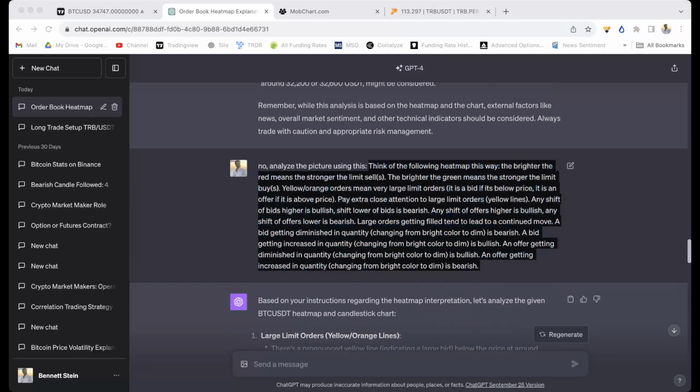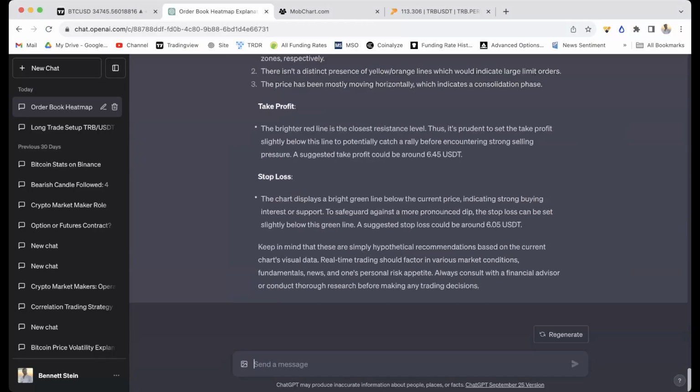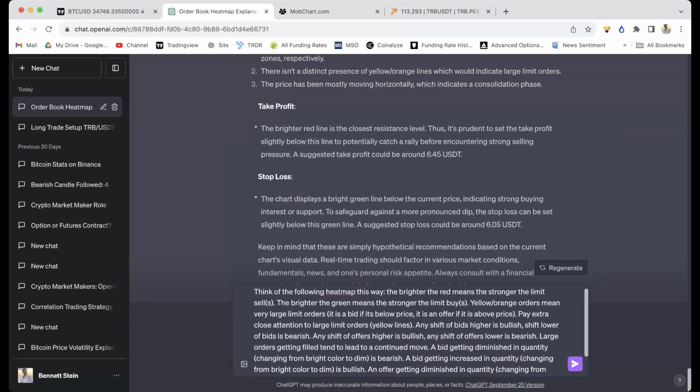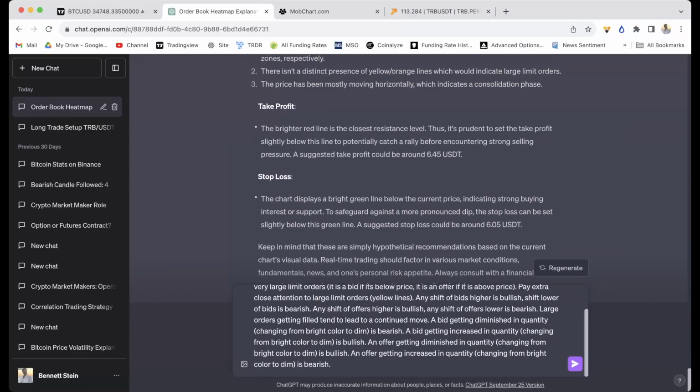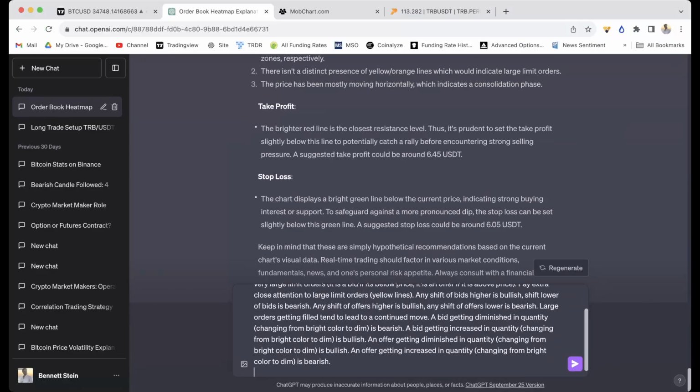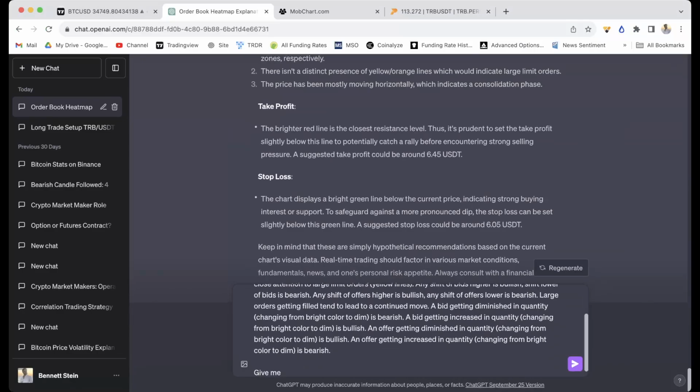We're going to copy that. After I copy that, I'm going to put that in here. I'm going to give you guys an example. And then the final thing I'm going to say here is, let's do Shift Enter. And I'm going to say, give me a trade you would take with a stop loss and a take profit.